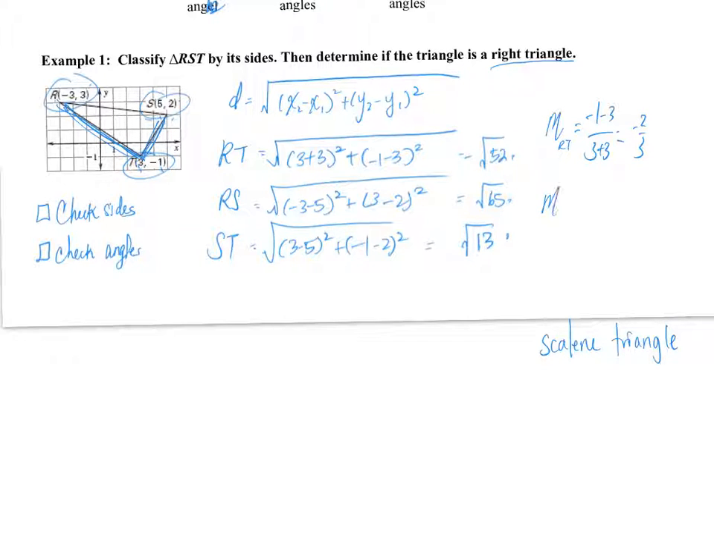And then the slope between S and T, we can do negative 1 minus 2 over 3 minus 5. And this would be 3 over 2. And they are negative reciprocals of each other. So we can say that this is a right angle here. So when we write our answer, we can say triangle RST is a right scalene triangle.